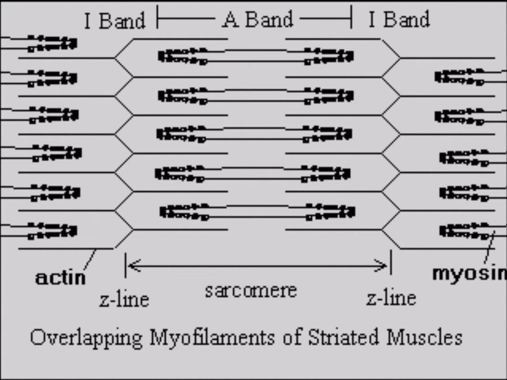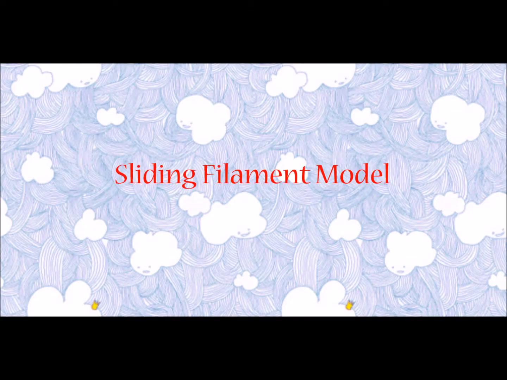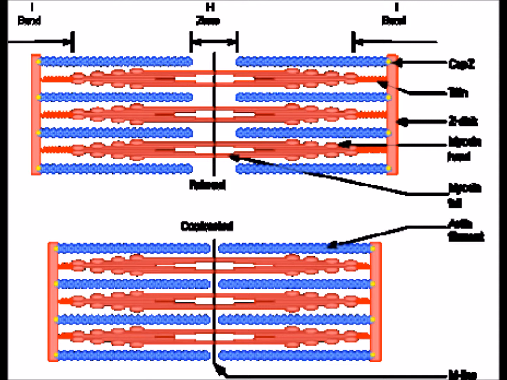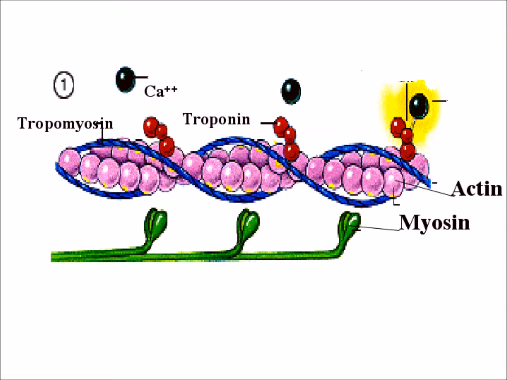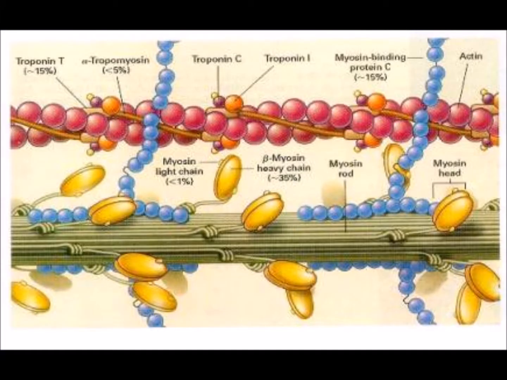Next, we're going to talk about the sliding filament model, which is used to describe muscle contraction. When a muscle contraction occurs, the sarcomere shortens, and the thick and thin filaments slide past each other longitudinally, producing an overlap between the thick and thin filaments. This means that the I bands and the H zones will shrink. This is a muscle contraction. It happens as a result of an interaction between actin and myosin molecules, which make up the filaments.